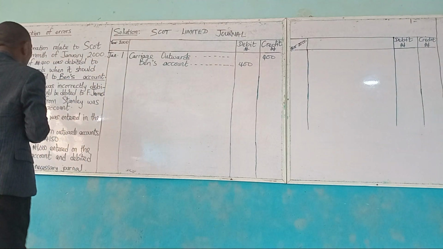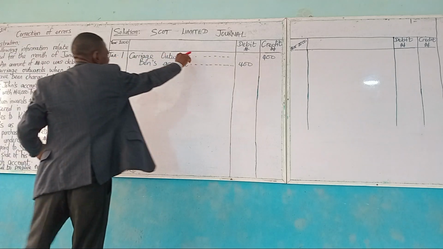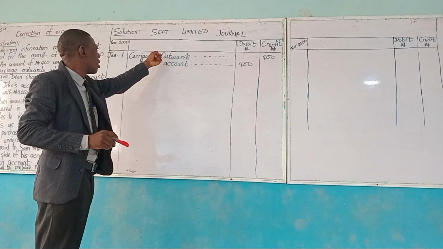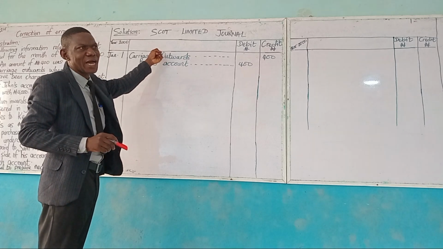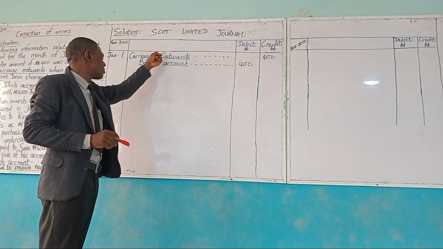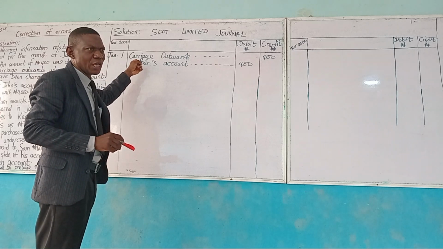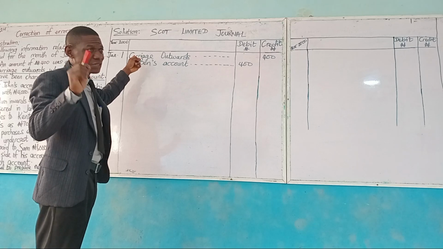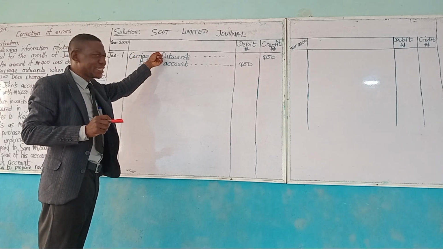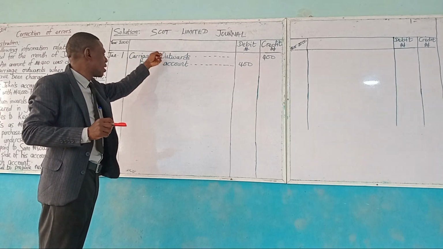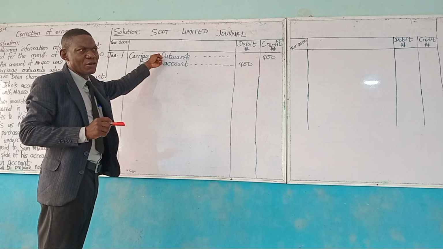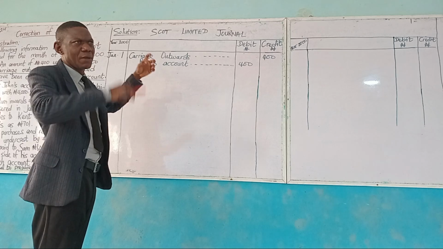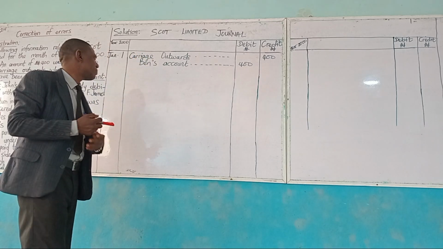Now let's look at this. This is an item of nominal account. I'm talking about classification of accounts. I'm already taking you into classification of accounts. This is an item classified to be under the nominal account, and this is an item classified to be under the personal account, or Ben's account.